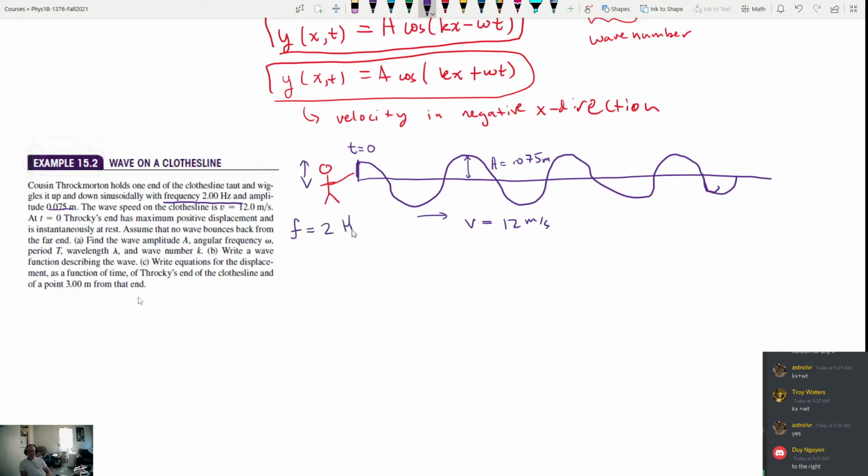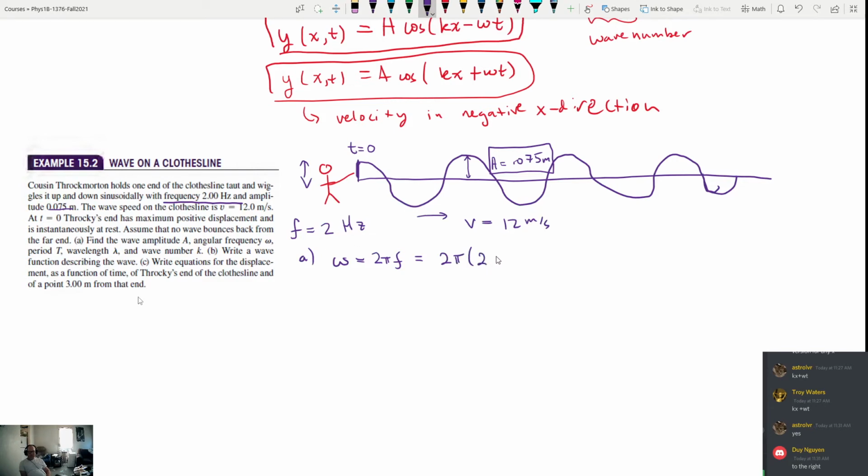So we need to solve for a bunch of different things. First thing says the amplitude A. Well, we already know what that is. It specifically says amplitude right here. The angular frequency omega: if we have f, we can get omega equal to 2 pi times f. So 2 pi multiplied by frequency.